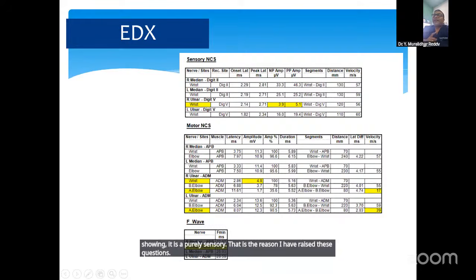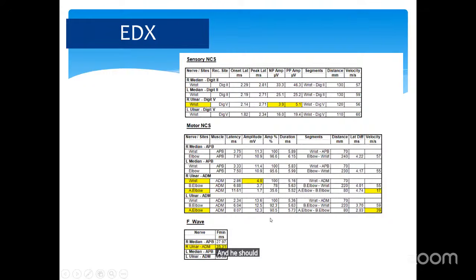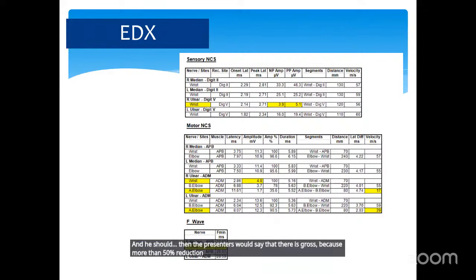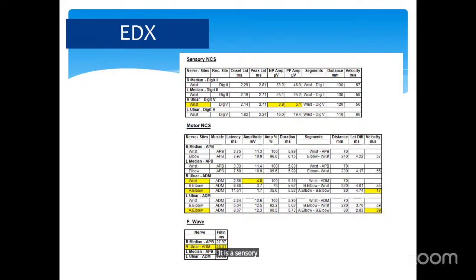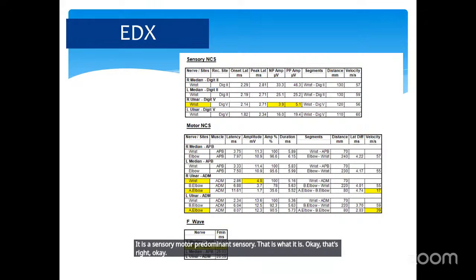In the electrodiagnostics, if you look, it is 13.6 on the left side and 4.8 on the right side. There is a definite asymmetry, and the presenter should say that there is a gross reduction, because it is more than 50% reduction in amplitude. Although the power is only a little affected, conduction-wise you are having a great reduction, more than 75% reduction in amplitude. In that case, it is sensory-motor, predominantly sensory. That is what it is. Okay, that's right. You can carry on.